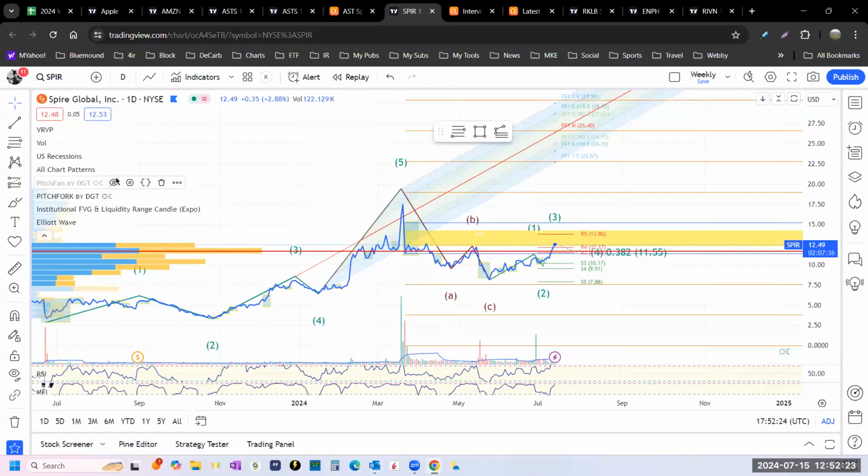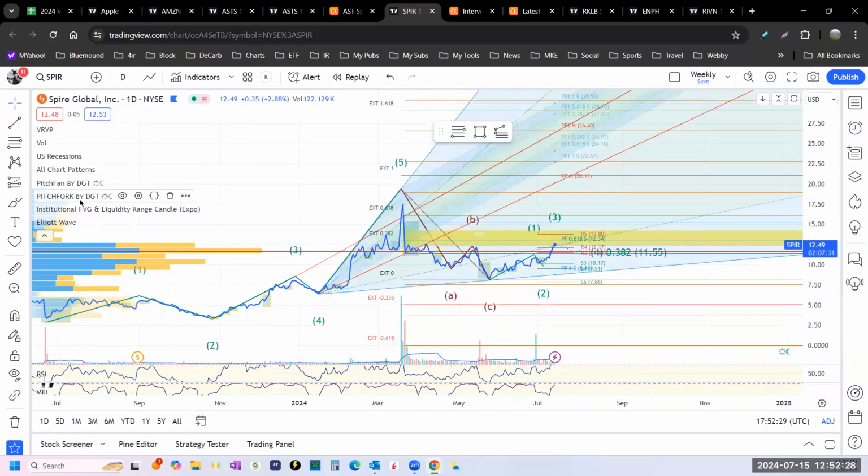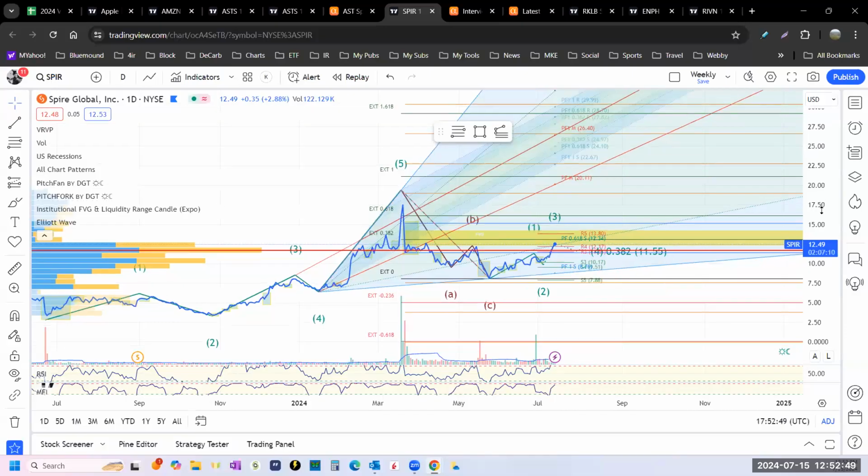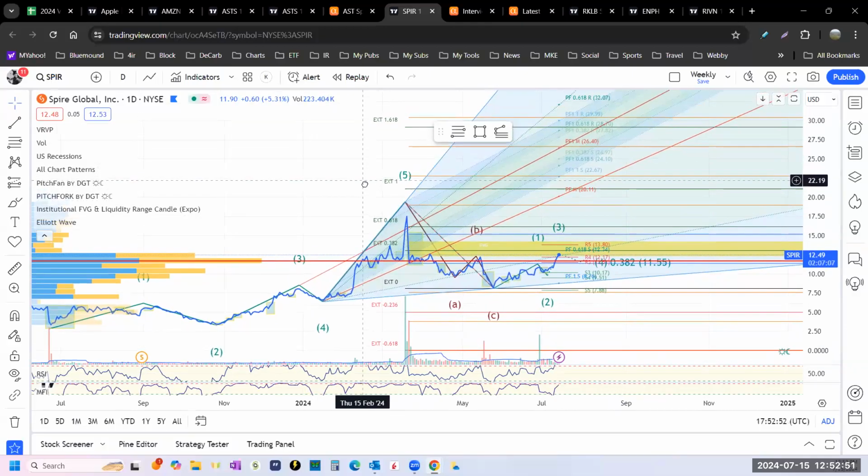Probably comes back, and then it starts to break out. I would anticipate, look at this, when the pitch fan and the pitchfork overlap like that, it's usually a really good signal. So I think that you're going to get a price here in the 20s, somewhere in here, in the next year or so. Because all these guys do is keep stacking up contracts for recurring revenue.